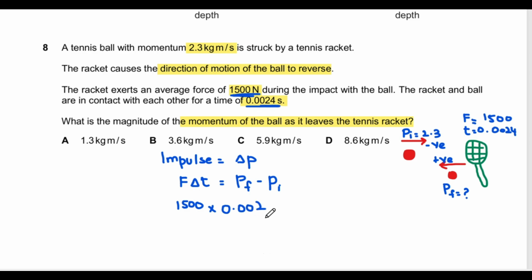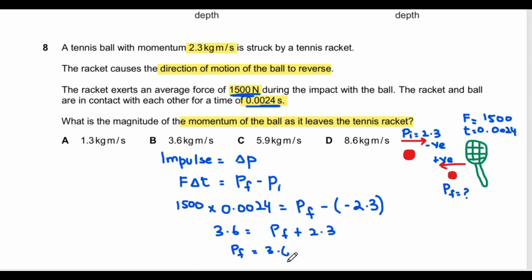So 1500 times 0.0024 is equal to final momentum, which is not known, we need to find it, minus initial momentum. Now what is the initial momentum? It's 2.3, but I will include the sign of the velocity as well, so it would be negative 2.3. Multiplying these two values together, I will get 3.6 is equal to final momentum minus minus, which would be plus 2.3. Now if we want to get the final momentum, I will rearrange the equation and it would be 3.6 minus 2.3, and after subtracting it we will get 1.3, which is the final answer.